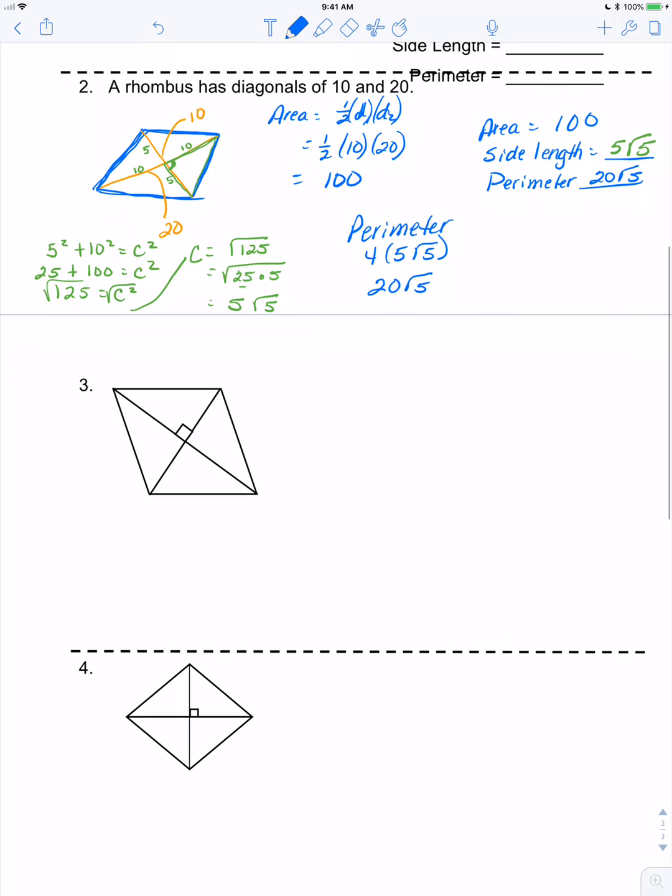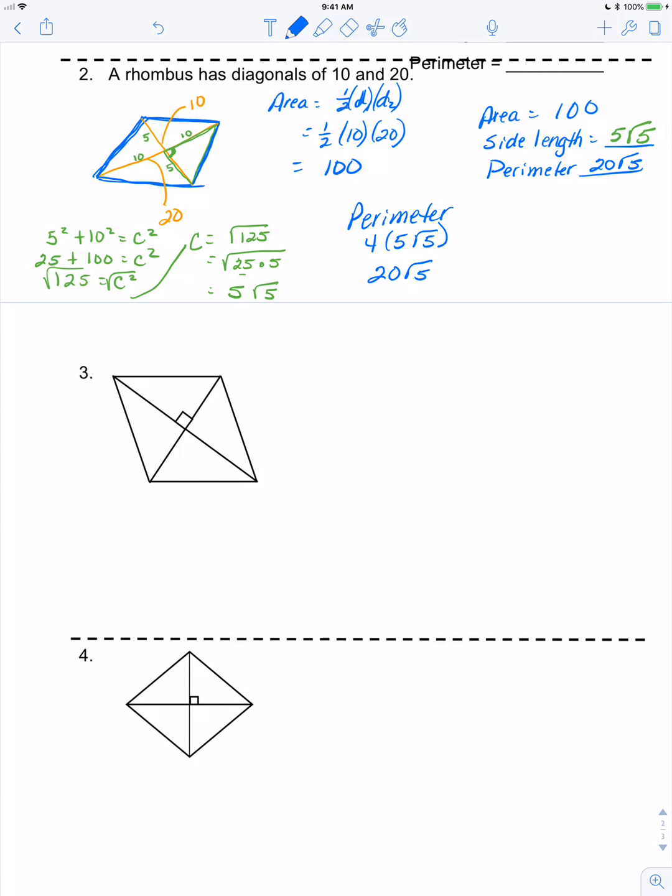Okay, for our next one, we were told this is 25, 25, 25, 25, and this was 24. I'm going to go ahead and mark this other one. We were told this is 30 and this is 60, and that's all we are told there.